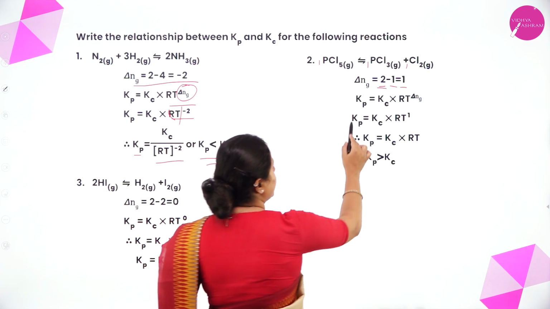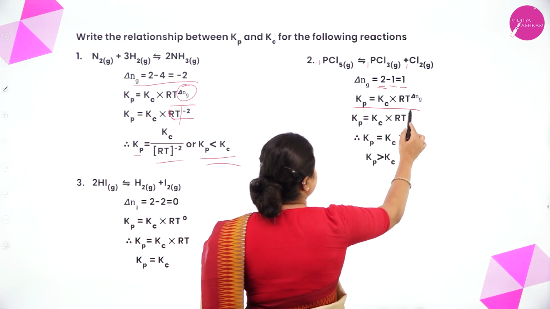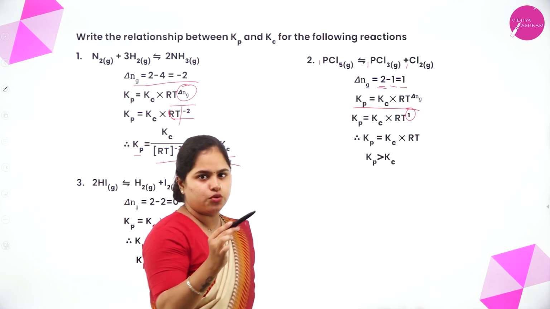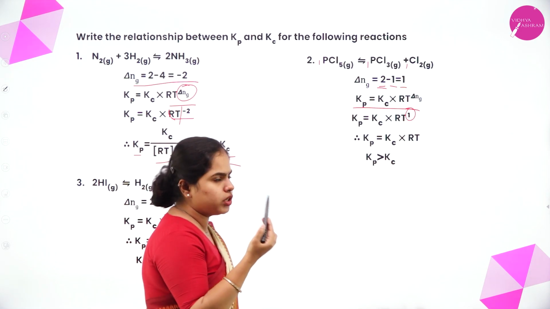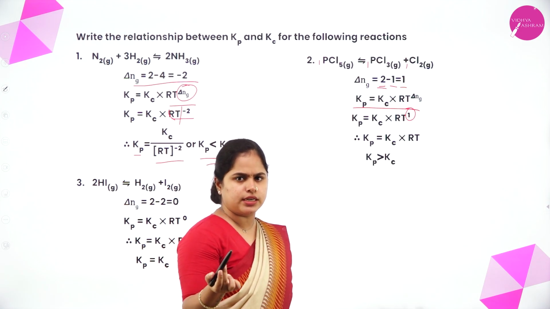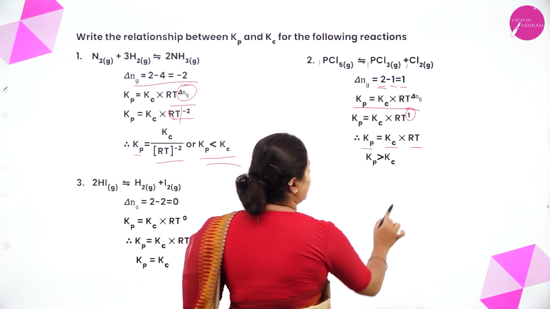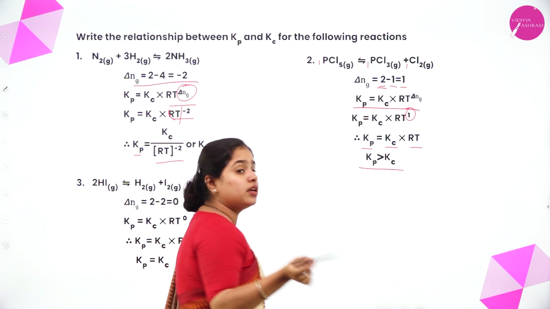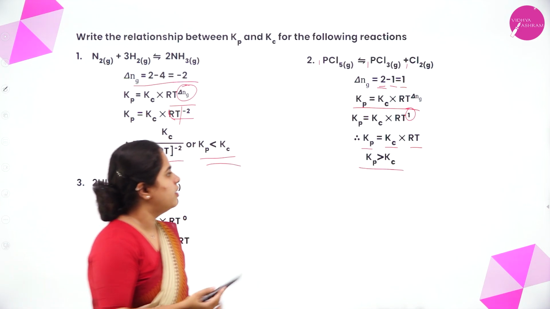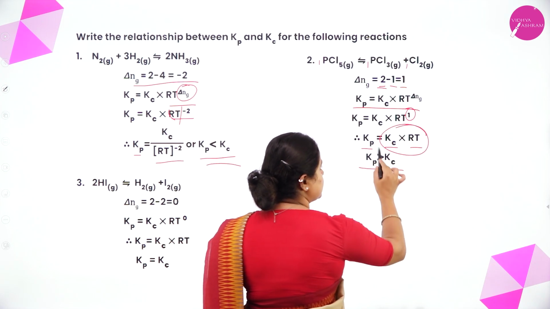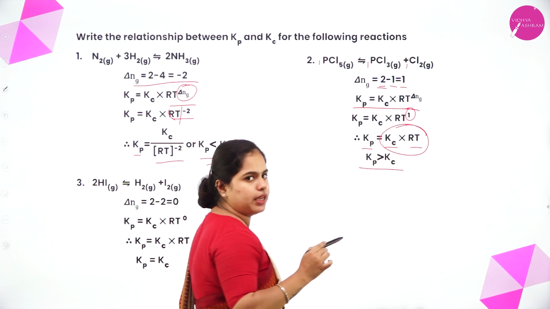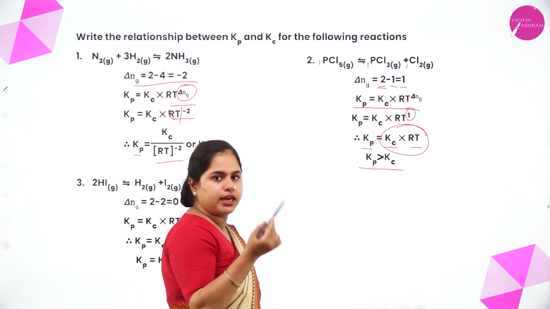Now Kp is equal to Kc into RT raised to delta Ng. In place of delta Ng, we are going to substitute 1. So RT raised to 1 will be equal to RT itself, right? Anything raised to 1 is that value itself. So Kp is equal to Kc into RT. So what happens? It becomes Kp is greater than Kc. Okay, why? Kc into RT, this into RT will be equal to Kp, right? So of course Kp will be greater than Kc.